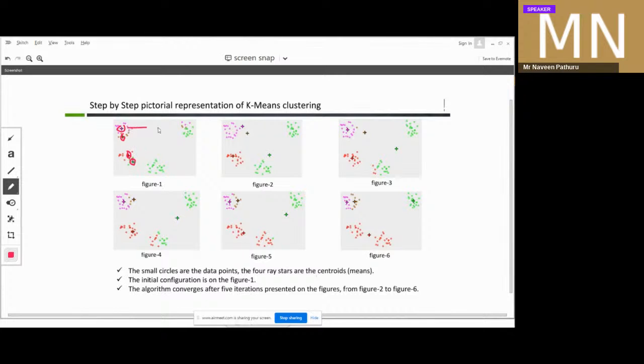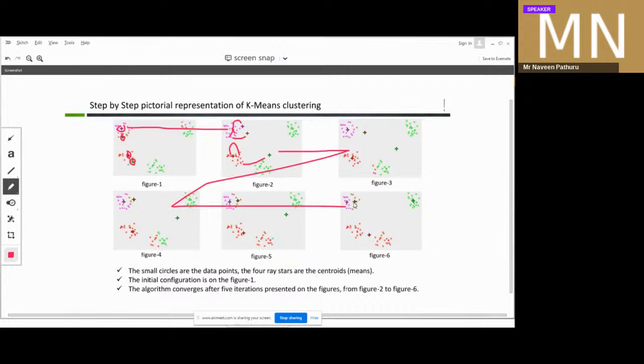In the second iteration, the centroid which was here has moved from here to here because of the way it is calculating. The brown which was here has moved from here to here. The red which was here has moved here, and the green which was here has moved from here to here. Now the process is again repeating.